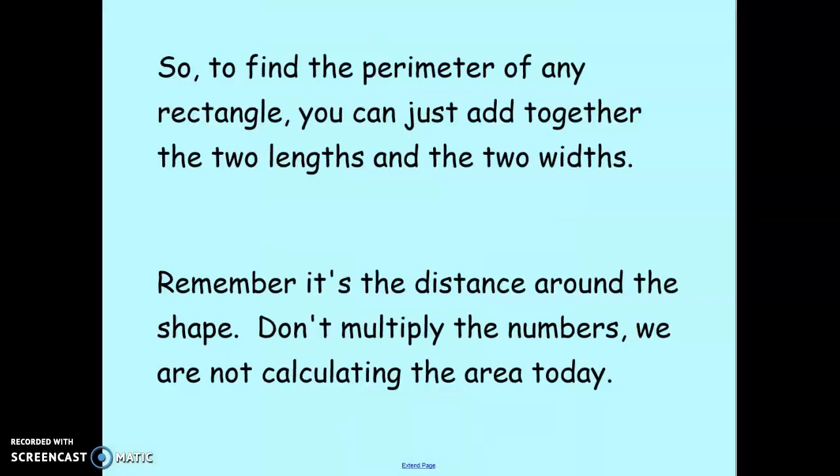Let's summarize then. To find the perimeter of any rectangle, you can just add together the 2 lengths and the 2 widths. Just walk around that shape and add the length and the widths up. Remember, it's the distance around the shape. Don't do any multiplication of the numbers. We're not calculating the area today. Does that go a little bit against what I said because we could do 2 lots of the length and 2 lots of the width? It does, but what I'm really trying to hammer home is don't get confused between calculating the area or the space inside a shape and calculating the perimeter, the distance around a shape. Right, let's get on with some work.